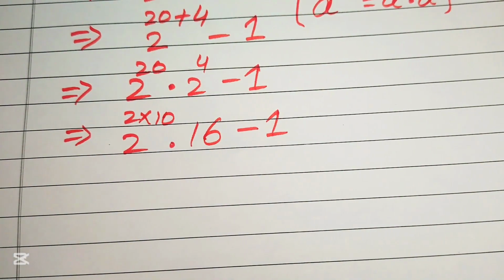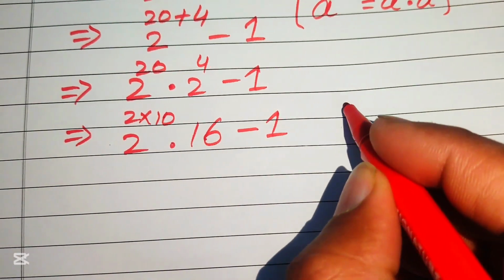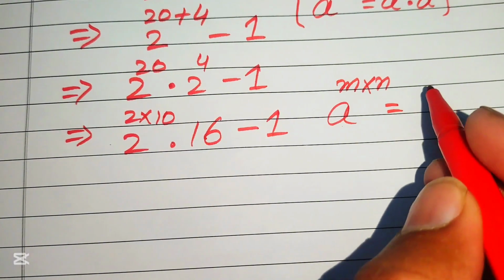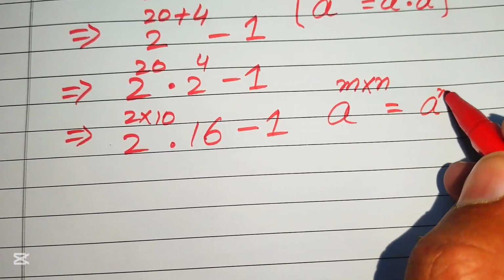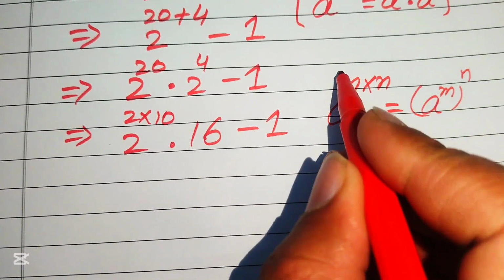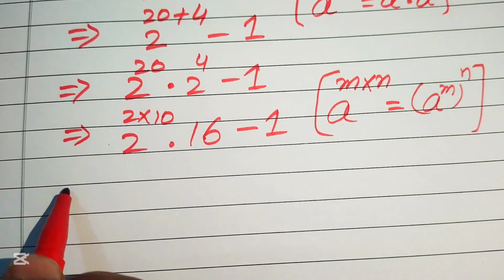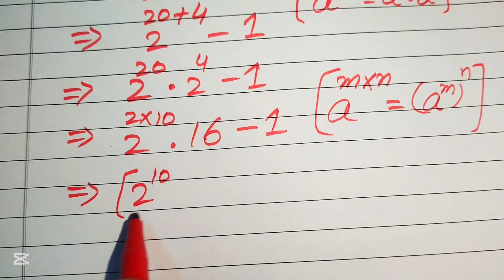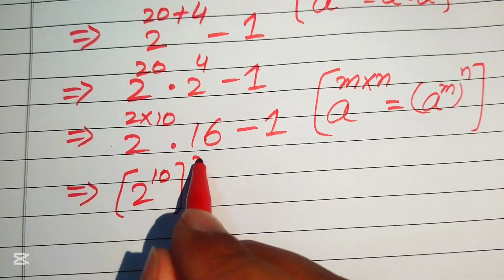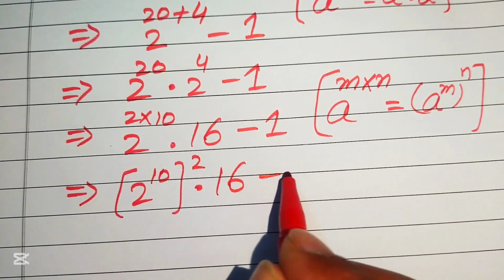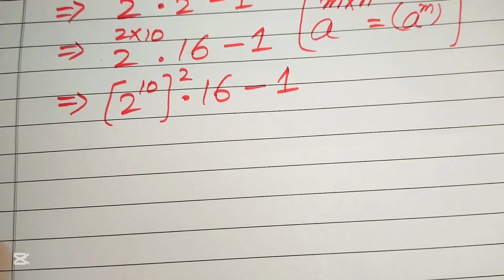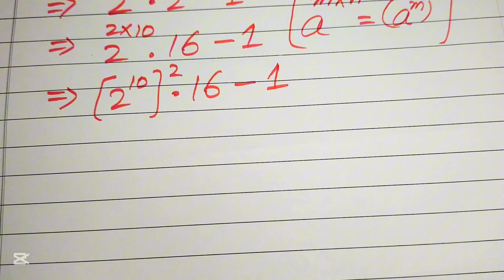So now in the next step you see here we use this exponent rule. You have a to the power of m multiplied by n, we write it as a to the power of m, to the power of n. According to this rule, we rewrite this expression as 2 to the power of 10 and its whole square, multiplied by 16 minus 1. Okay, so further our next target is to find the value of 2 to the power of 10.